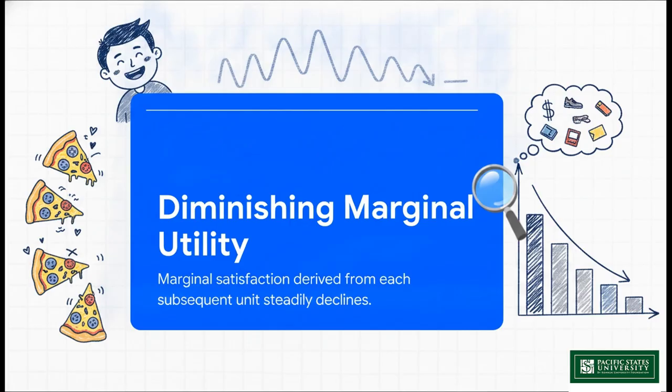By the time you force down the sixth slice, the additional satisfaction, what economists call the marginal utility, from that specific slice is practically zero. It might even be negative if you get a stomachache. This is the most foundational law of behavioral economics, the law of diminishing marginal utility. As a person consumes more of a specific good, the marginal satisfaction derived from each subsequent unit steadily and inevitably declines. It is the core mathematical reason why humans naturally seek variety in their lives rather than blowing their entire paycheck on just one single thing.